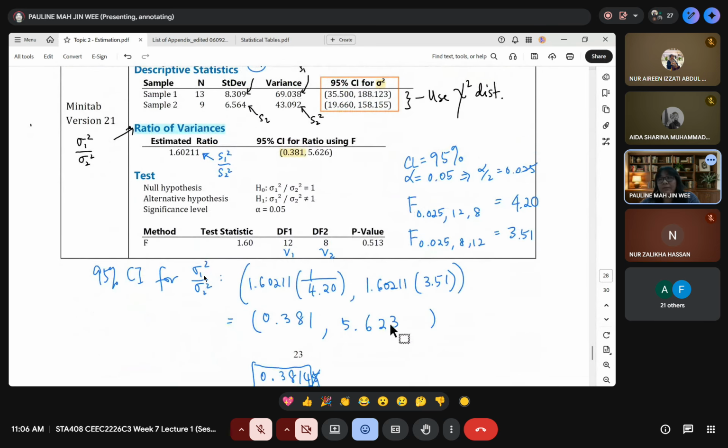Now, over here, we don't do interpretation. For ratio or variances, we don't do interpretation. Because when you come to think about it, what can you interpret about a ratio? It's not giving you any values that is meaningful to the context of the problem, right? But we are interested in conclusion. When it comes to ratio of two variances, we are interested in conclusion.